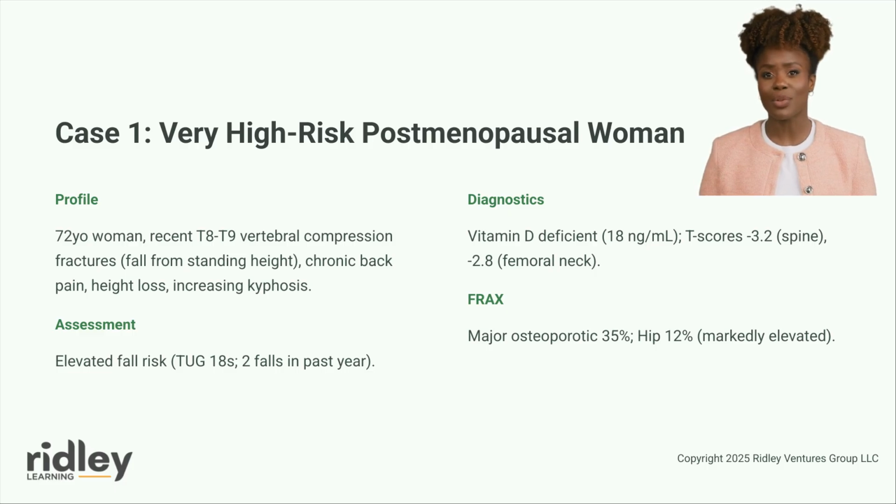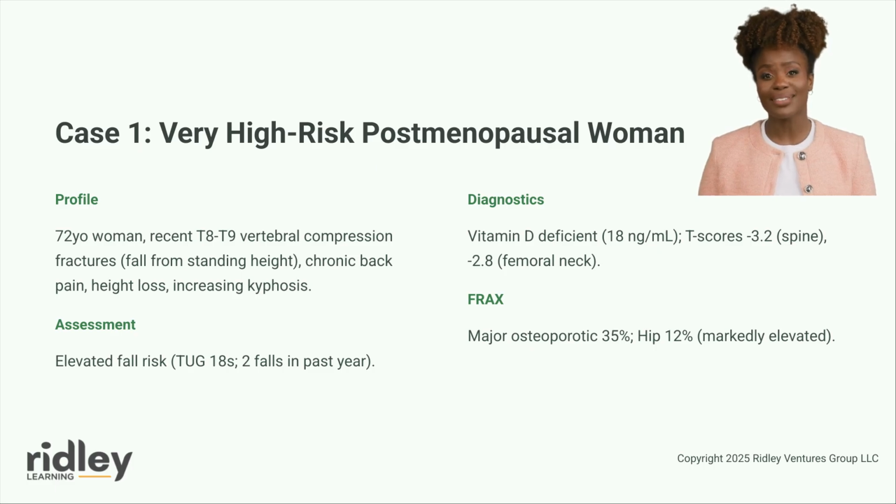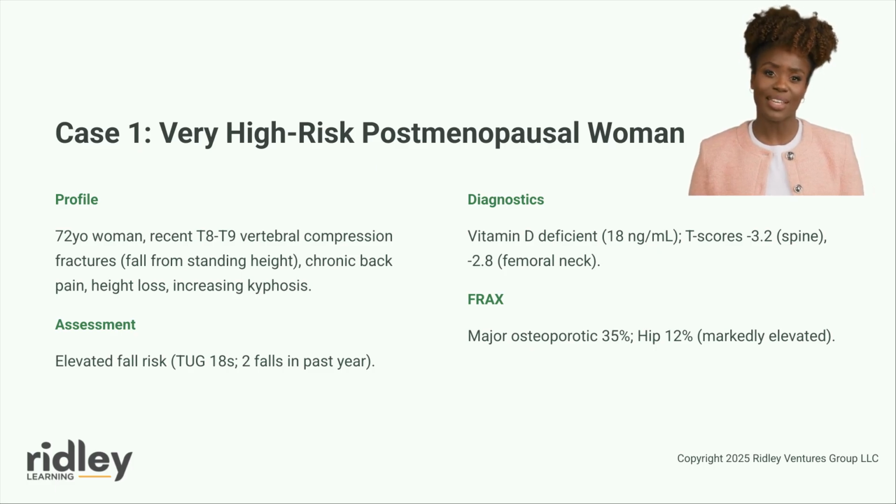Our first case involves a 72-year-old postmenopausal woman with recent vertebral fracture and very high fracture risk. She presents to outpatient physical therapy following acute T8-T9 vertebral compression fractures sustained after a fall from standing height while reaching for an item on a high shelf.